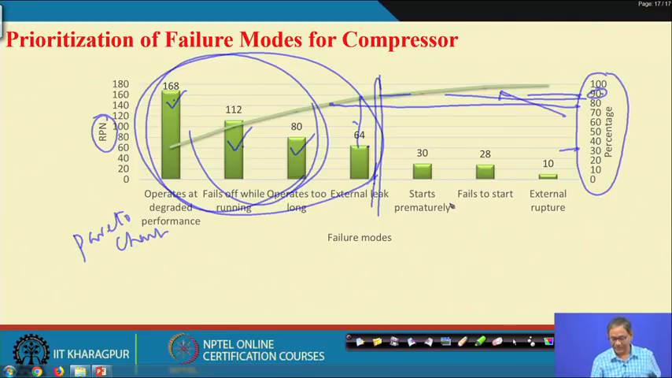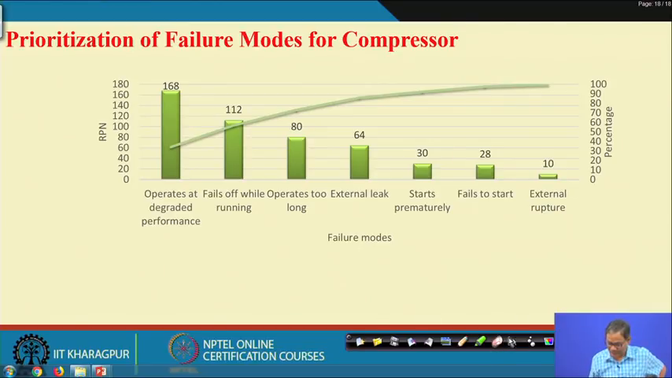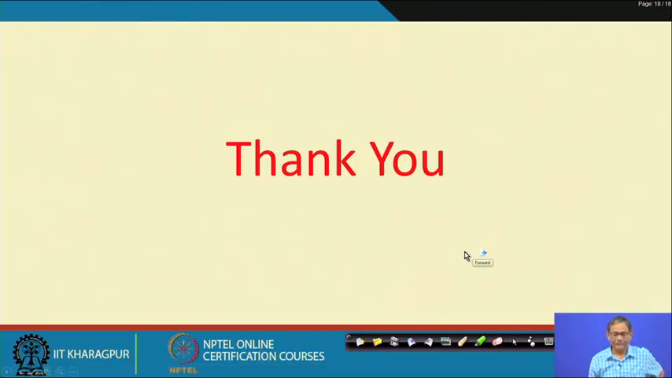So, that means here what we are saying is, although there are 7 failure modes, 3 failure modes are creating 80% of the problem, the risk issues. From the risk point of view, these 3 failure modes are contributing to 80% of the risk. Okay, where risk is RPN, risk priority number. So, I hope that you got failure mode and effect analysis.